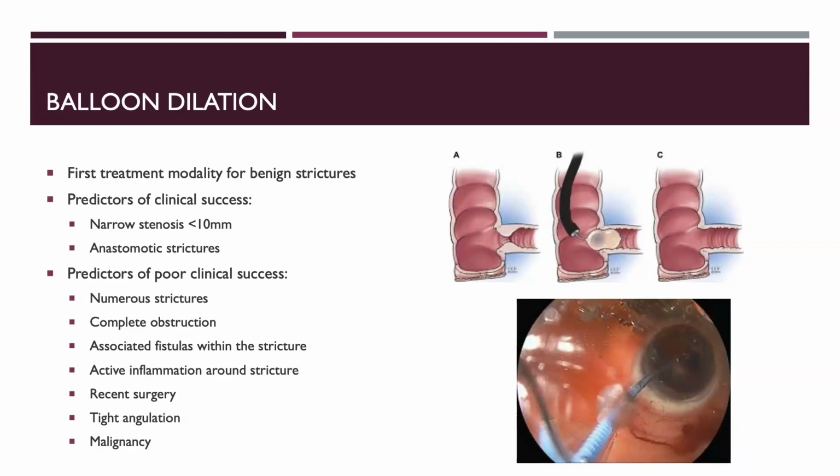And again, malignancy, not good for balloon dilation, mostly because it's not going to do anything, right? A malignancy has very soft tissue. The tissue that's endoluminal tends to be quite compliant because of all the villous soft fluff that's there and some ulcerations.